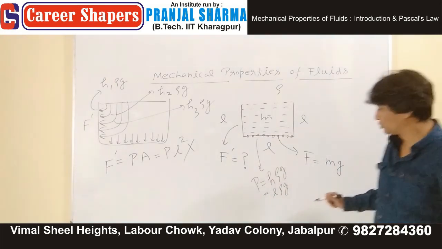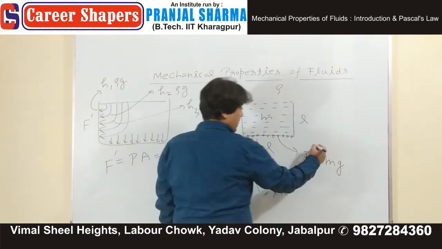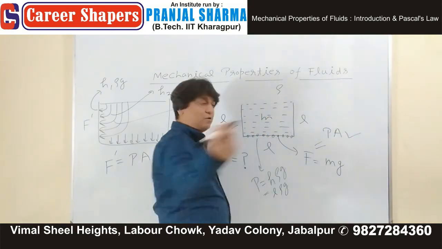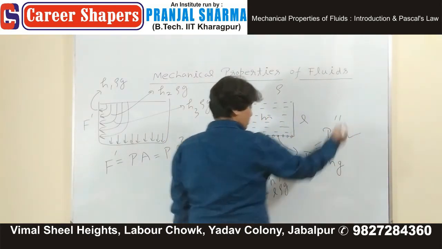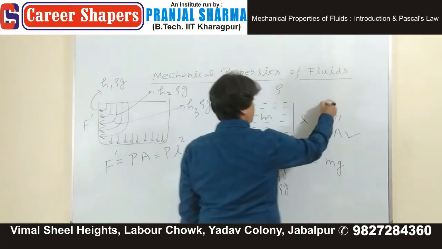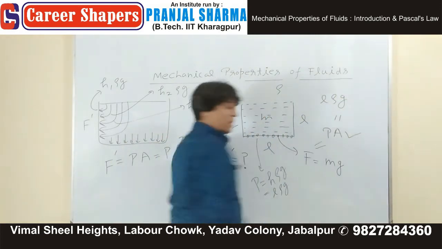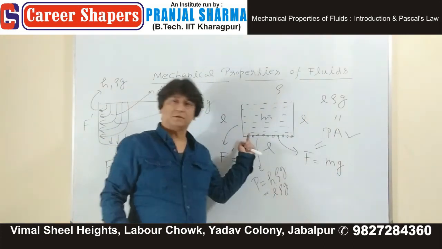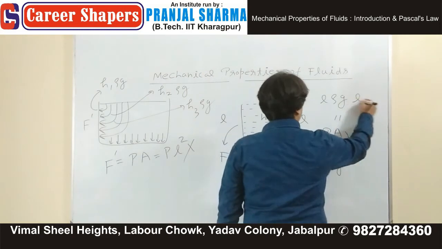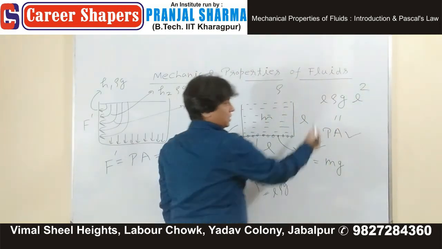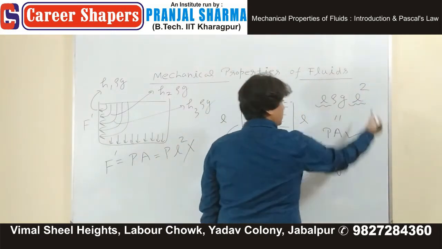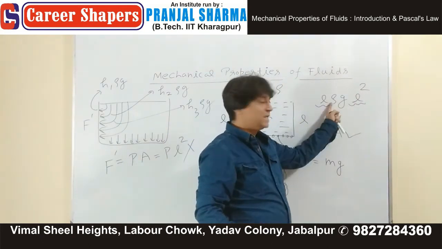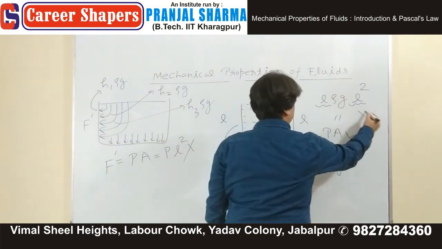So if somebody wants to use F as P into area, it will simply work. Why? Because everywhere pressure is the same, L rho g, multiplied by area. What is the area of the base? It's a cube, so again L square. What is this? L. What is this? L square. Together, L cube. What is that? Volume. Volume into density, mass. This becomes mg.